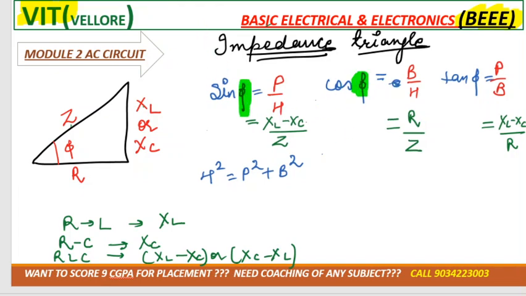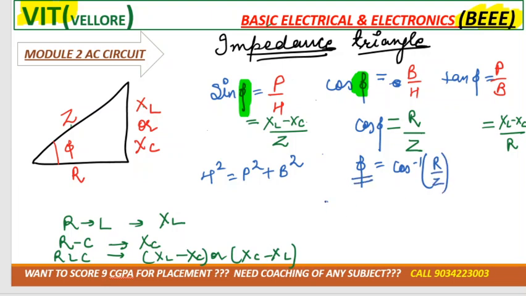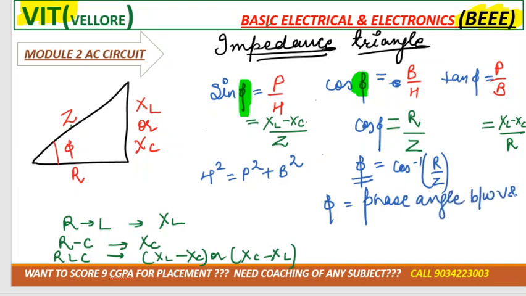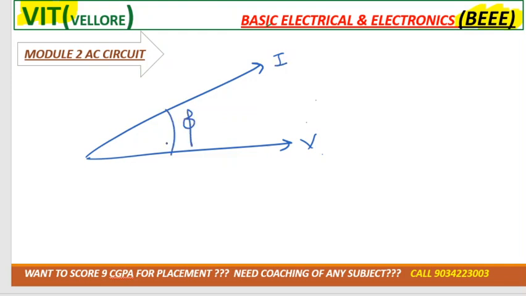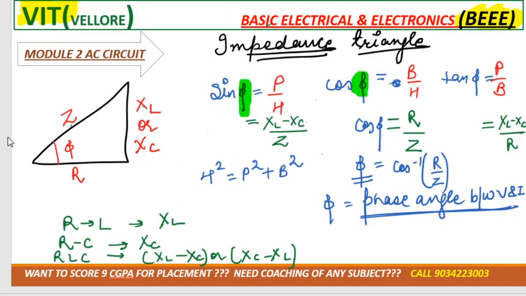Suppose we have taken cos phi. Cos phi is R by Z. If we need to calculate phi, then phi is how much? Cos inverse R by Z. Okay, what is this phi over here? Phi is the phase angle between voltage and current. Basically we'll have voltage and we'll have current, right? And the angle between them is known as phi. Clear? It may be on the upward side, it may be on the downward side, that depends on the condition.